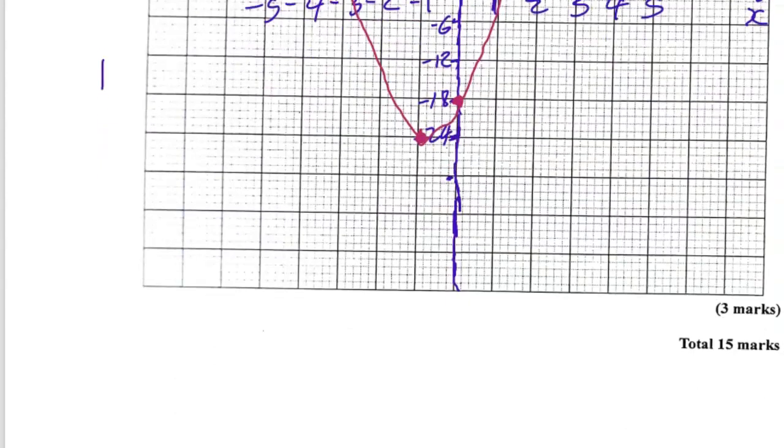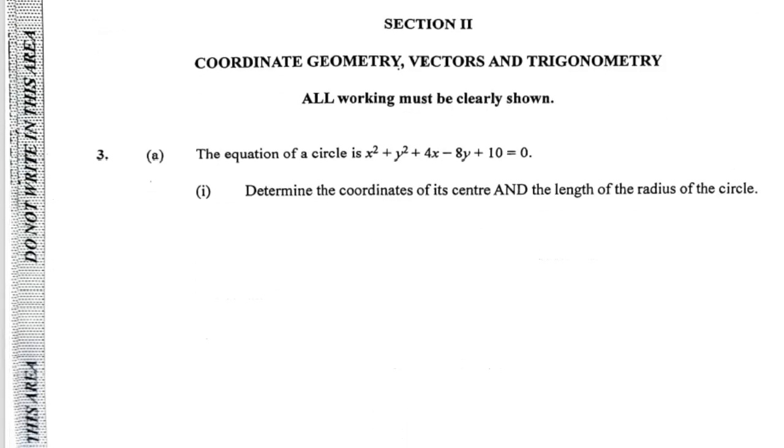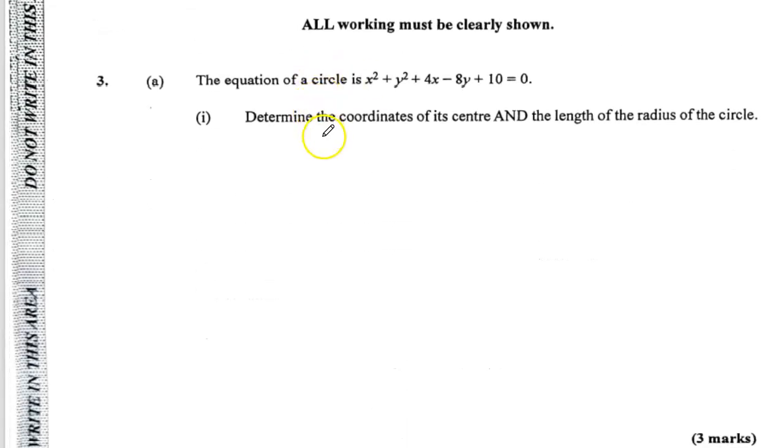Alright, next. Question 3 is a coordinate geometry problem. The equation of a circle is given as x squared plus y squared plus 4x minus 8y plus 10 equal to 0. Determine the coordinates of its center and the length of the radius.